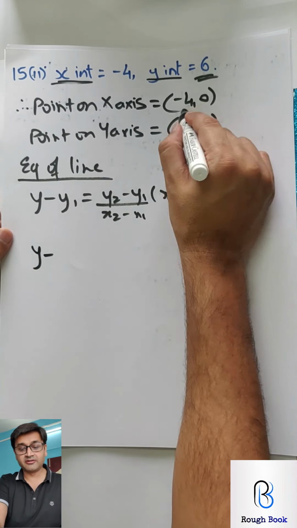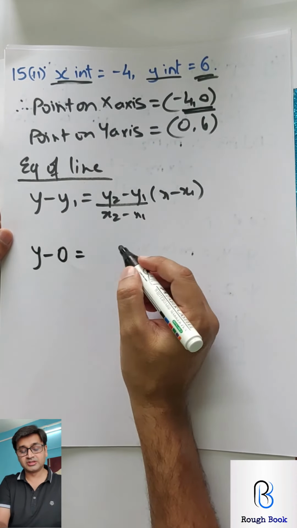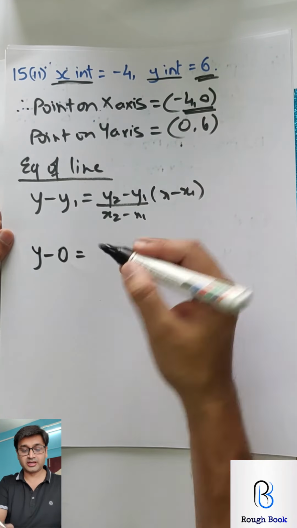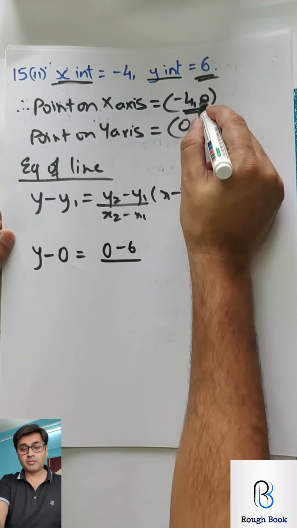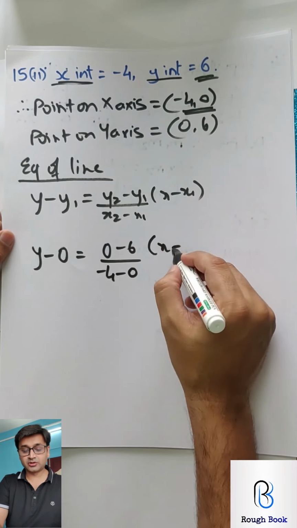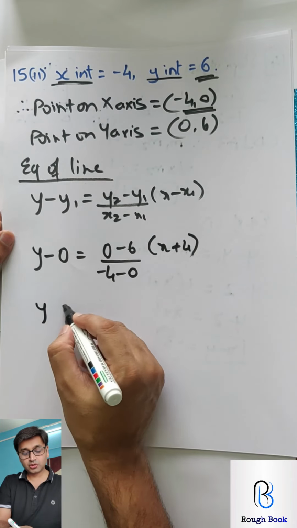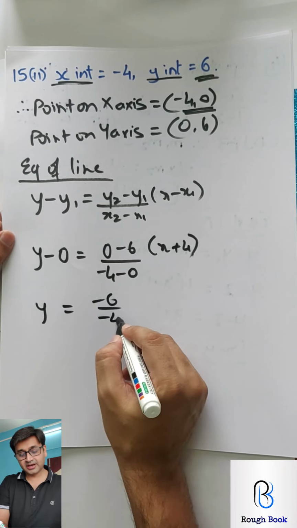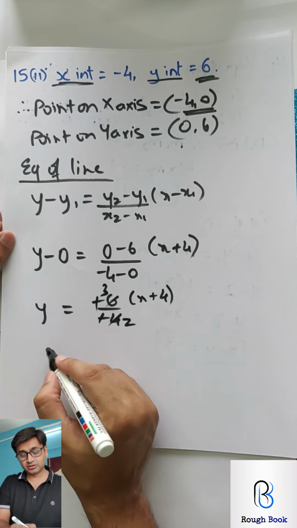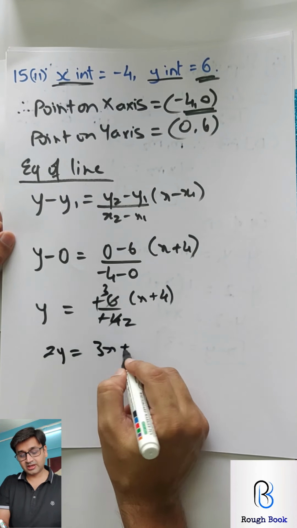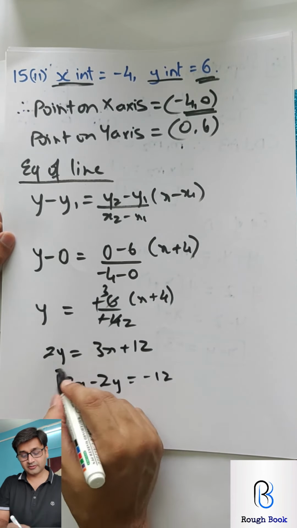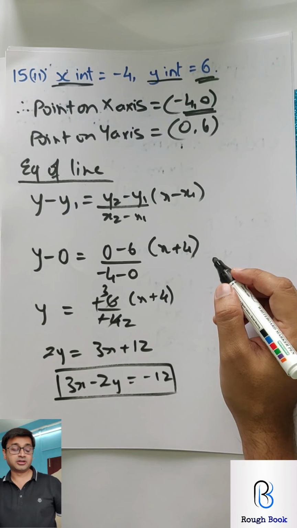So y minus y1, I am considering this as y1, which is 0. And y2, I can change it. So y minus 0 equals 0 minus 6 over minus 4 minus 0, times x minus x1, which is x plus 4. So y equals minus 6 over minus 4, x plus 4. The x plus 4 cancels, 3 by 2. So 2y equals 3x plus 12. So 3x minus 2y plus 12 equals 0. So I got my equation directly.